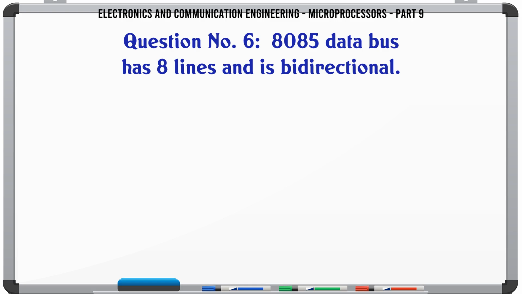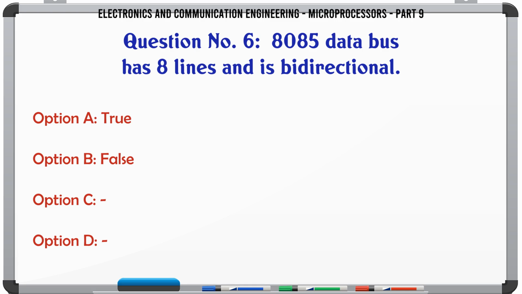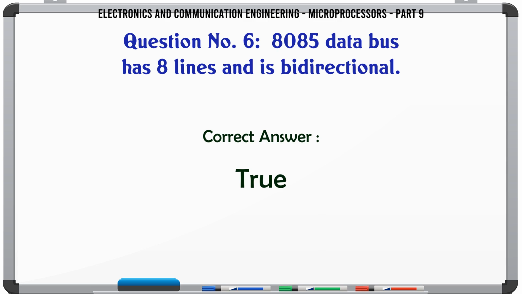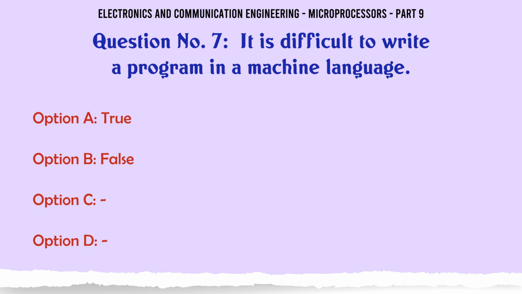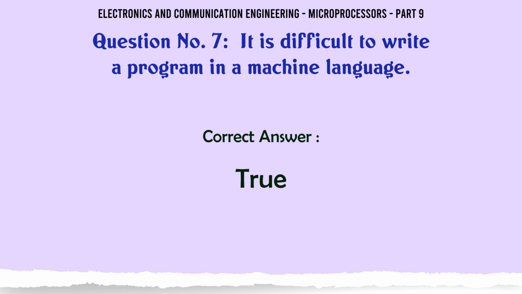8085 data bus has 8 lines and is bidirectional. A. True, B. False. The correct answer is true. It is difficult to write a program in machine language. A. True, B. False. The correct answer is true.